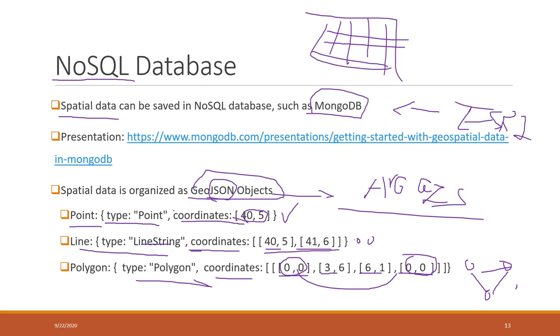So the GeoJSON object can be stored in MongoDB directly, and you can also import it into ArcGIS Pro right now. Okay, so that is the spatial database.